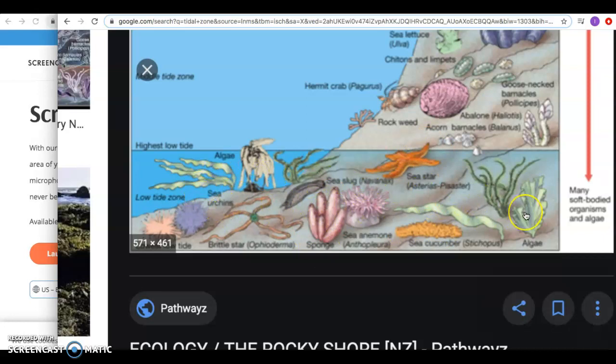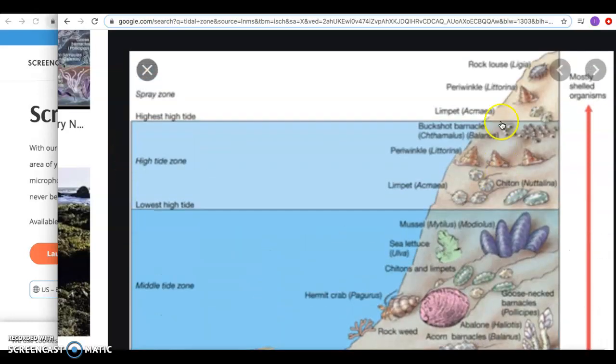Something that you should know is coral reefs do not actually survive in these tidal zones. Coral reefs need to be much further out. And we can find some videos and answer that a little bit later. So this is our introduction.